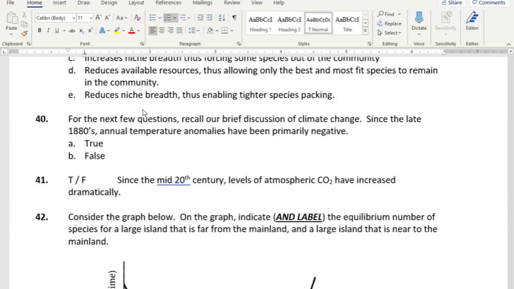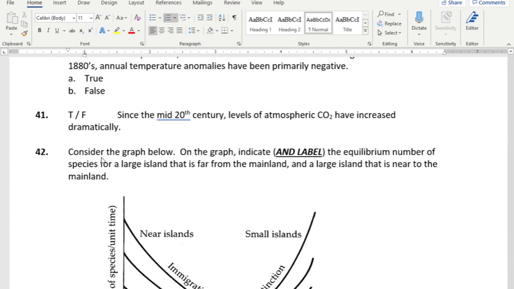All right, for the next few questions, recall our brief discussion of climate change. Since the late 1880s, annual temperature anomalies have been primarily negative. That's false. You'll recall from the video lecture, it's positive. Okay. Since the mid-20th century, levels of atmospheric CO2 have increased dramatically. That is a true statement.